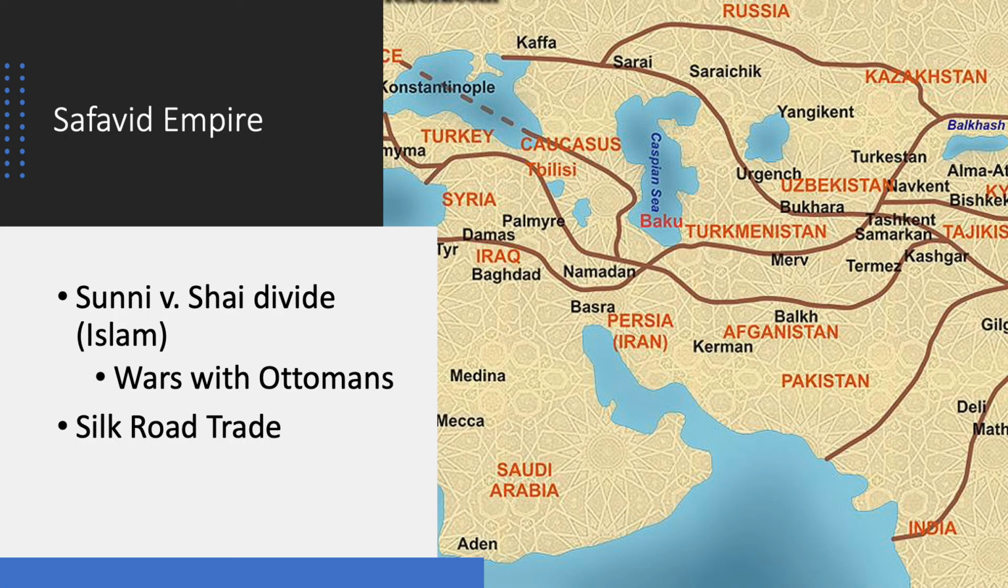All right, next up, we've got the Safavid Empire. This is in modern-day Iran or Persia. The first thing we'll talk about is the divide in Islam between the Sunni and Shia. So these guys are the Shia.